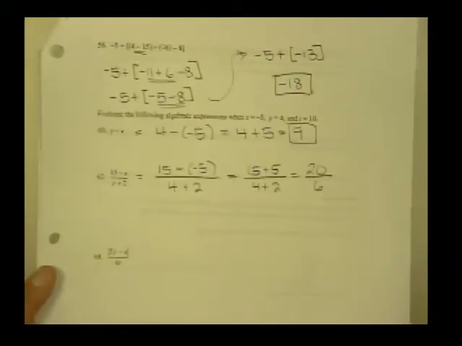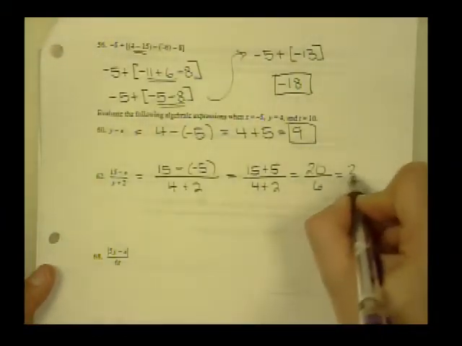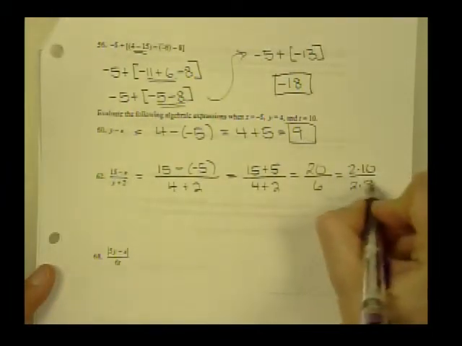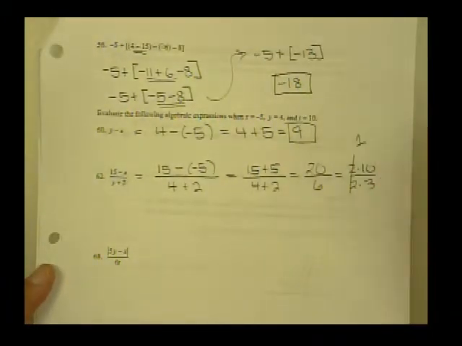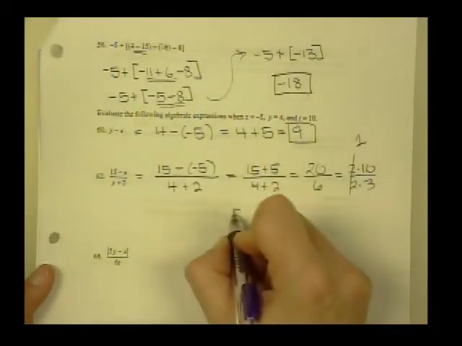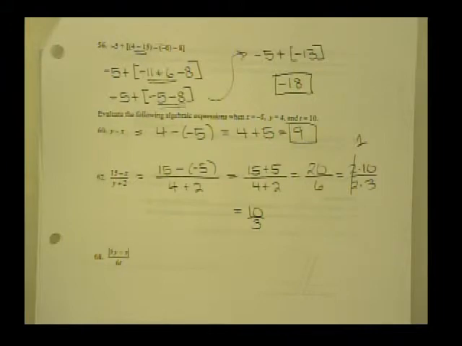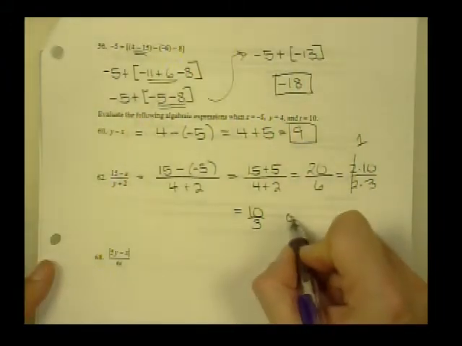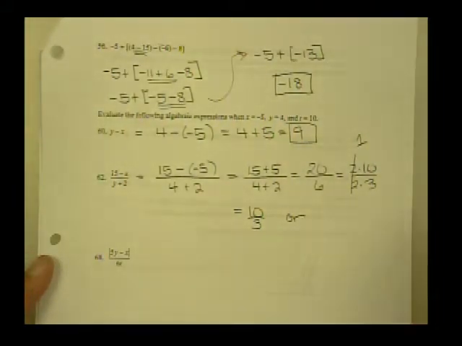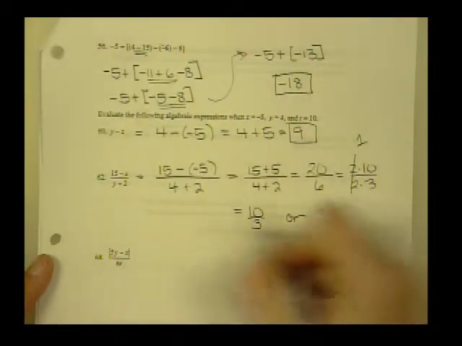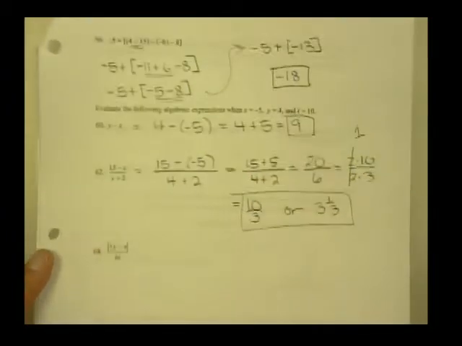And does that simplify? Yeah, 2 goes into both of them. 2 times 10 over 2 times 3. 2 over 2 makes 1. So you can leave it as 10 over 3, since 3 is prime and not a factor of 10, or you can write it as a mixed number, which would be what? 3 1/3. So I'm fine with either of those.